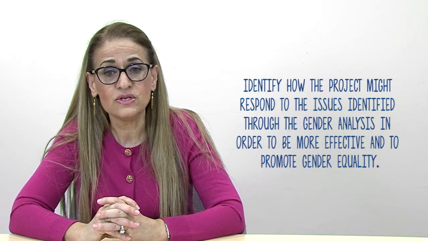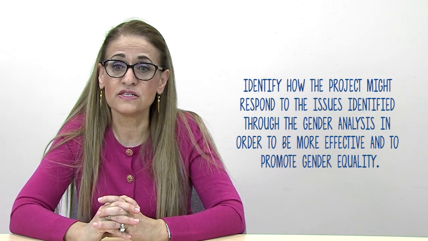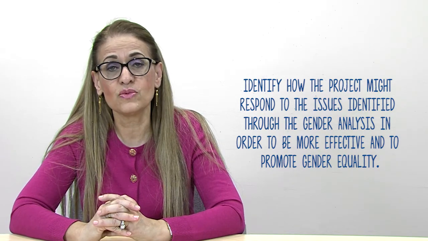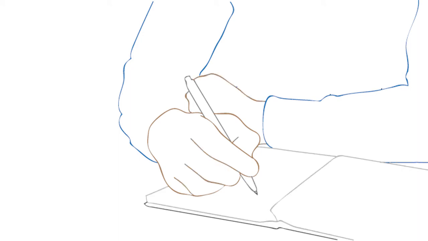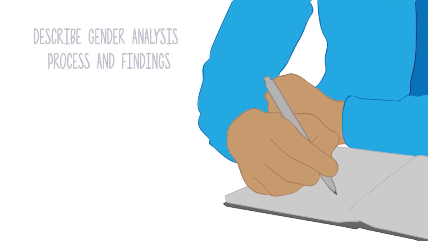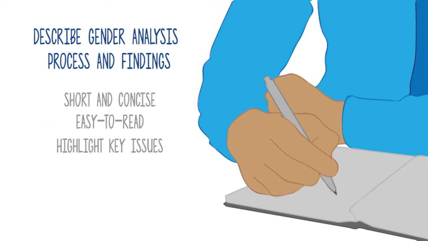And thirdly, you need to identify how the project might respond to the issues identified through the gender analysis in order to be effective and to promote gender equality. Finally, based on the gender analysis, results and identified constraints and opportunities, develop a list of actionable recommendations to reduce gender gaps within the project. Then, develop a short write-up to describe your gender analysis process and findings. It should be short and concise, easy to read, and highlight key issues.